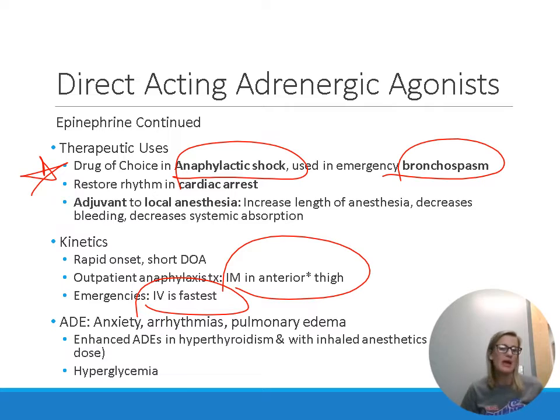Adverse drug effects of epinephrine include anxiety, think of the sympathetic nervous system response. People get more alert and kind of aware of what's going on, so it can stimulate some anxiety. Arrhythmias are possible because we're stimulating heart rate. Pulmonary edema is kind of a rare possibility.